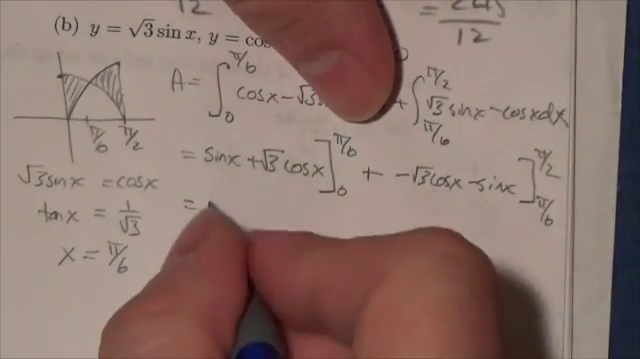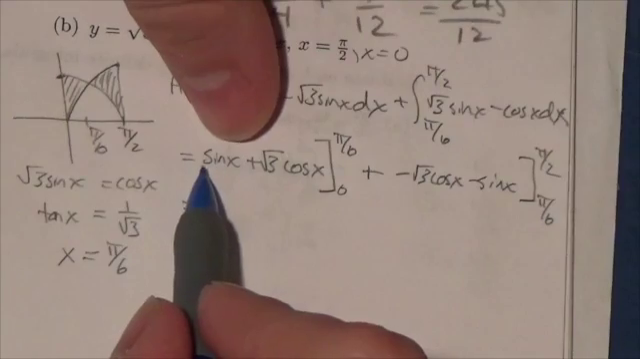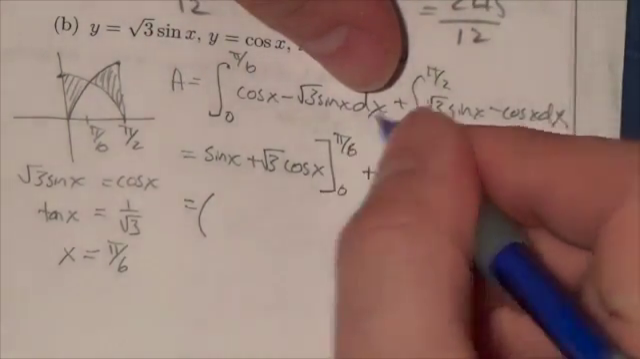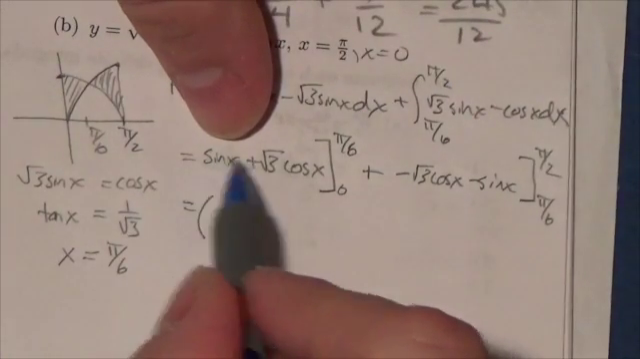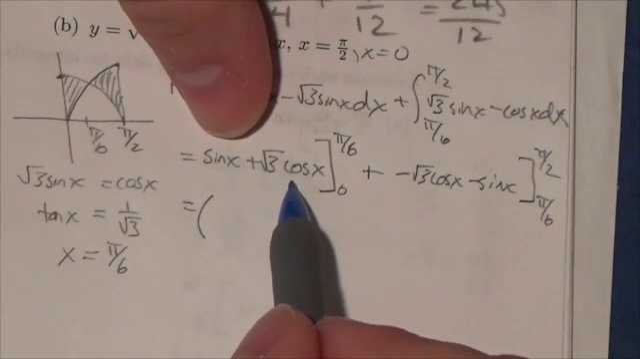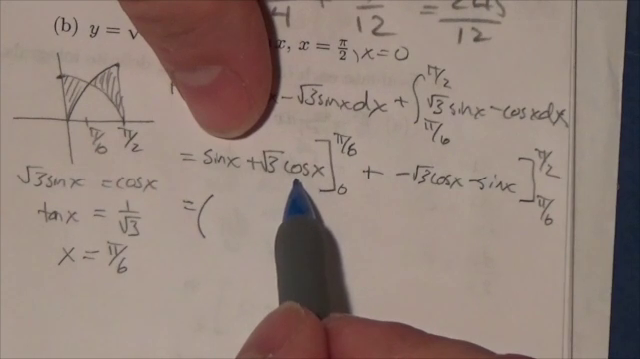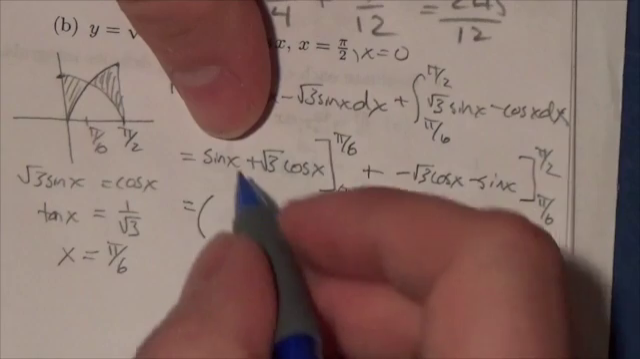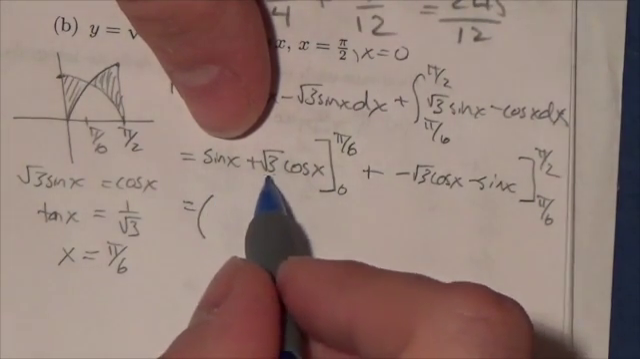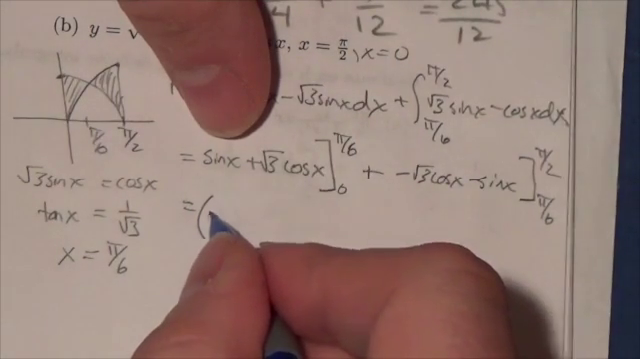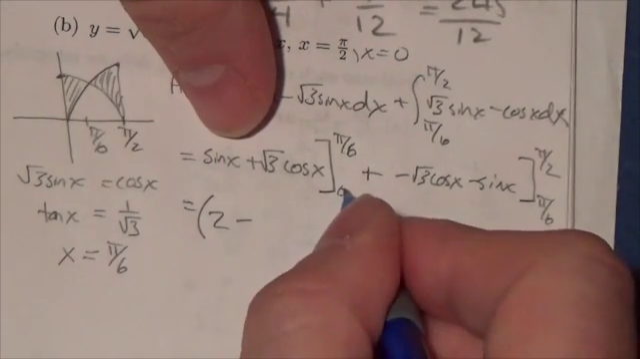So I'm going to do this in brackets here. If I plug pi over 6 into this, sine of pi over 6, remember pi over 6 is our 30 degrees, so it's going to be 1/2. And then plus, if I plug pi over 6 into cosine, that becomes root 3 over 2 times root 3, which is going to end up being just 3 over 2. So this is going to end up being 1/2 plus 3 over 2, so it's 4 over 2, so it's just going to be 2, minus, because I'm going to find the difference.